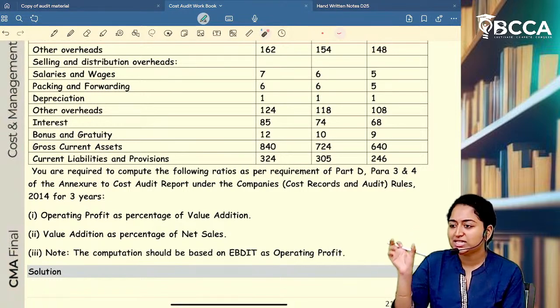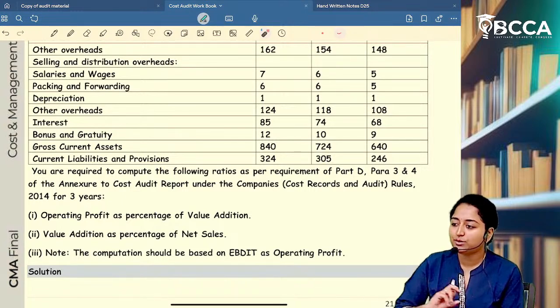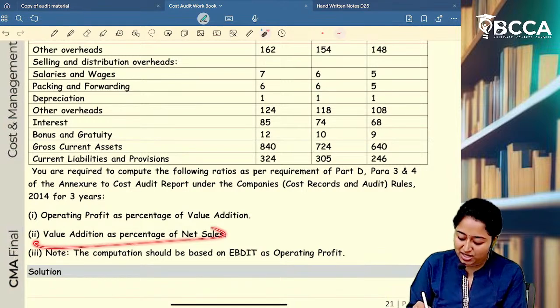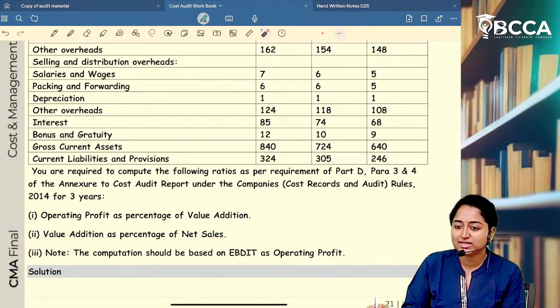Value addition, same calculation will be there. After that, we'll do a statement, and in that statement, operating profit as percentage to value addition and value addition as percentage to net sales. Clear? Shall we do it?